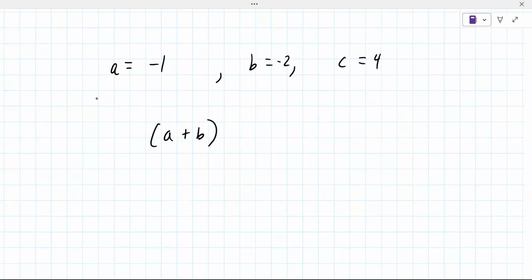So let's say A is -1, B is -2, and C is 4. What is A plus B in this case? That would be -3. Okay. And then if I put a C in front, what would that become? That would just be 1. So it's 4 times -1 plus -2. That means times there, yeah. Okay, 4 times.